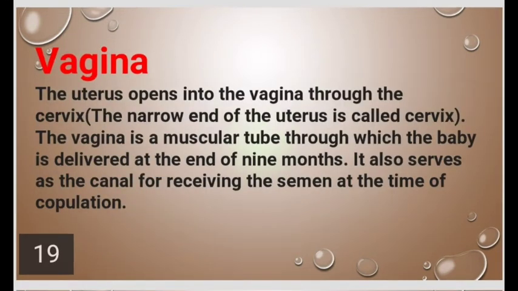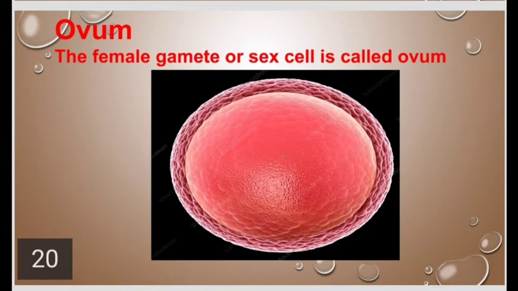Vagina. The uterus opens into the vagina through the cervix. The narrow end of the uterus is called the cervix. The vagina is a muscular tube through which the baby is delivered at the end of 9 months. It also serves as a canal for receiving the semen at the time of copulation. Ovum. The female gamete or sex cell is called ovum.